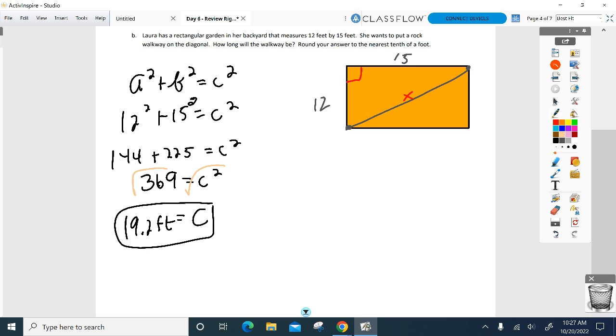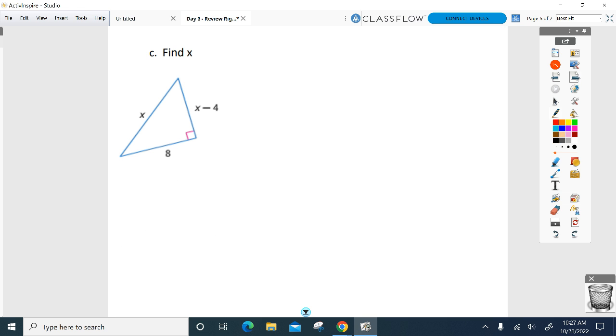We need to use it a little bit more advanced, though. So take a look at my right triangle now. Find the value of x. All right, so I see it's a right triangle. I know something about all three sides. So I get out my Pythagorean theorem.